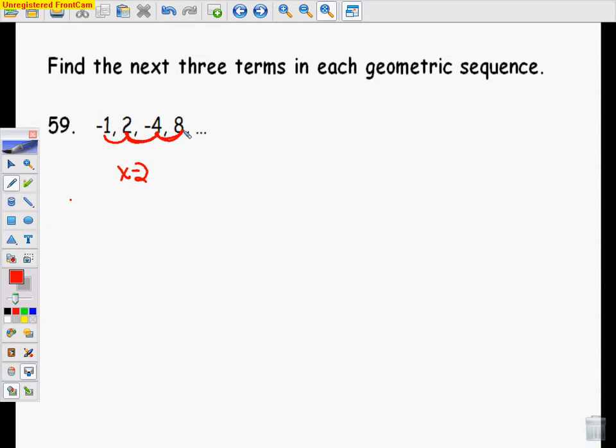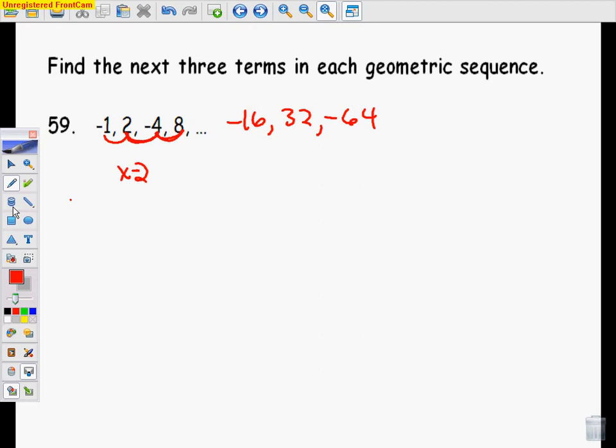So all we're going to do from there is just keep on multiplying by -2 to get the next three terms. So from 8, if we multiply that by -2, we get -16. If we multiply -16 by -2, we get +32. We multiply +32 by -2, we get -64. All right, so those are the next three terms in our geometric sequence.